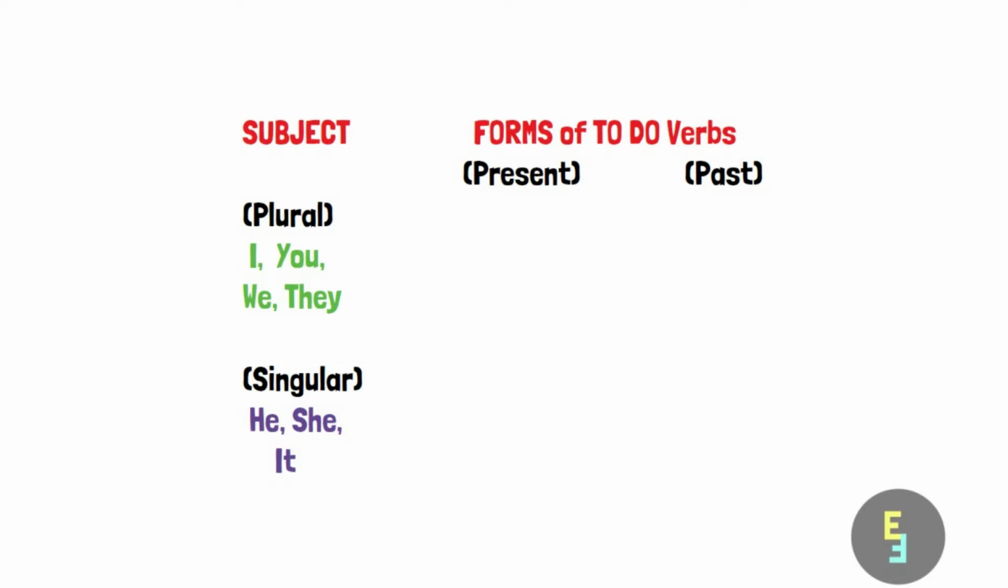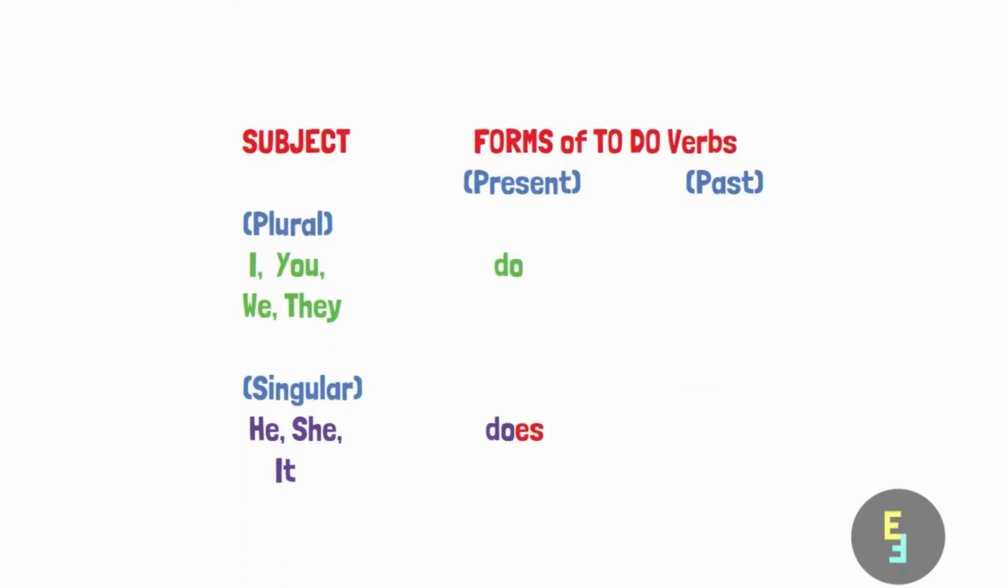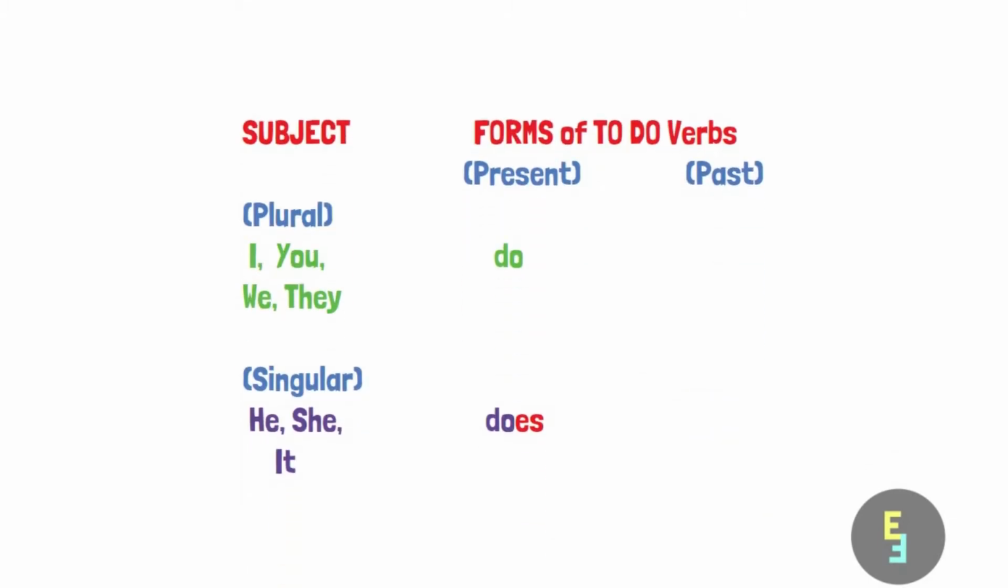But take note that these pronouns always take a plural action verb. The second group, which is in violet text, are also pronouns used as subject. But this time, these subjects are singular. Now, let's check the second column, which shows the present forms of do with plural subjects and singular subjects.